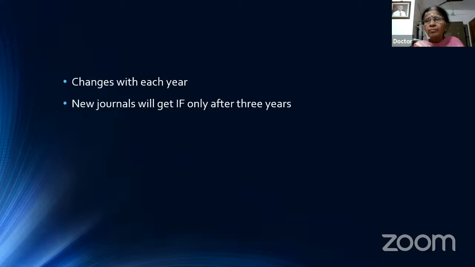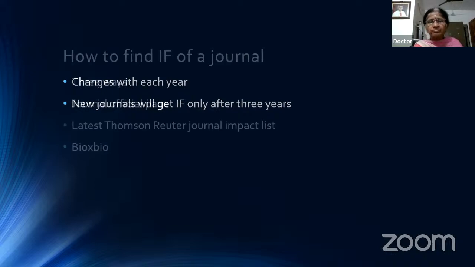It takes the total number of articles which are published in the past 2 years. And then in the third year, the number of times articles from this particular journal have been quoted is taken as the numerator. So only after 3 years will you get an impact factor. So all new journals will not get an impact factor immediately.